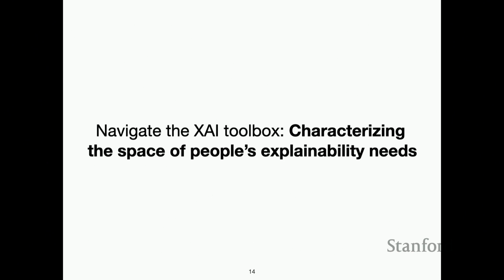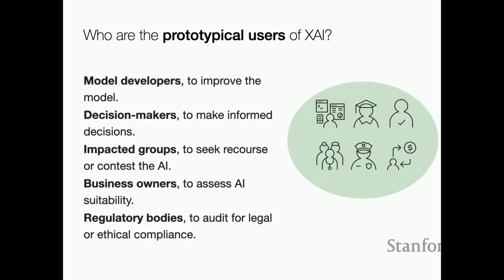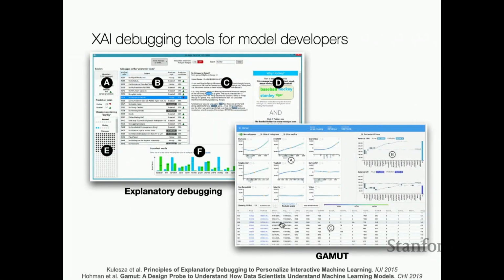One place to start is to have this kind of top-down characterization of the space of people's explainability needs. Then we can make design recommendations accordingly. So I think the field has always recognized that there are many different stakeholders who need explanation. Many early works try to answer this question of who are the prototypical users of XAI. One group that many early works focus on are the model developers, who may want explanation to investigate, verify, and debug the model.